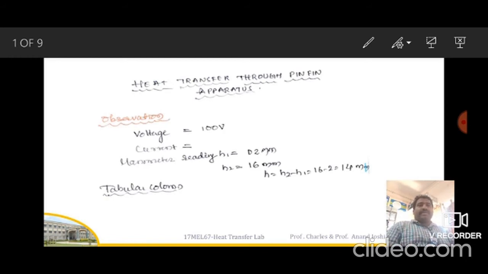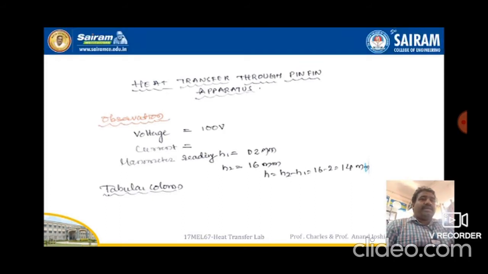Here the observations are given like this: voltage and current, which we have to note down from the experiment. Manometer readings will also be there. H1 is 2 mm and H2 is 16 mm, so we get the difference manometer reading of 14 mm.